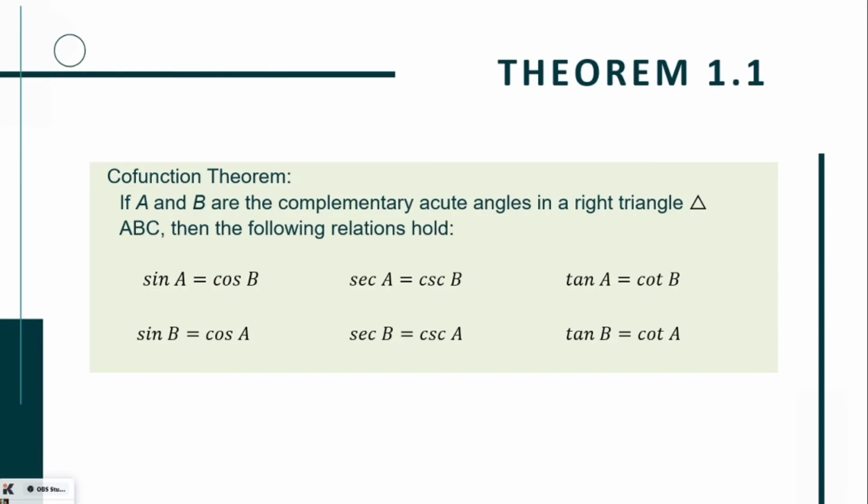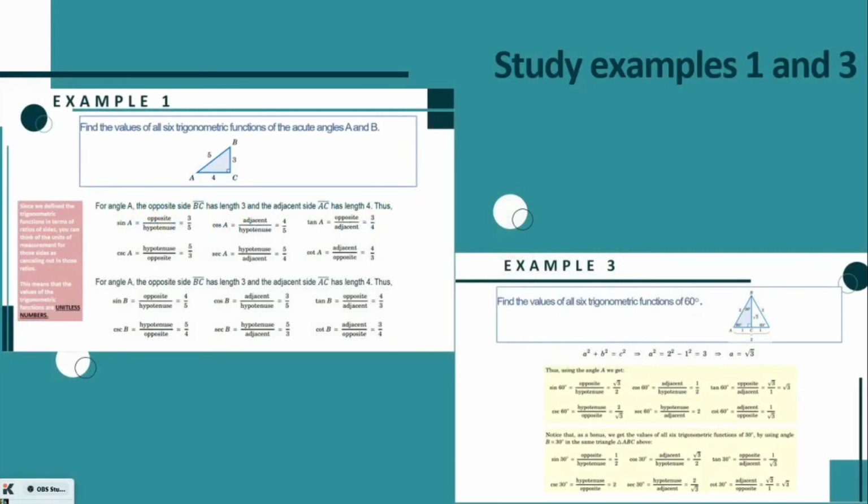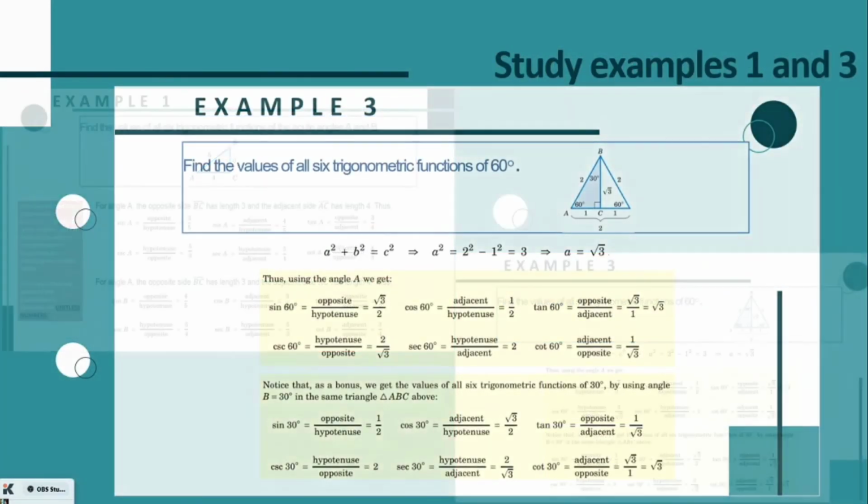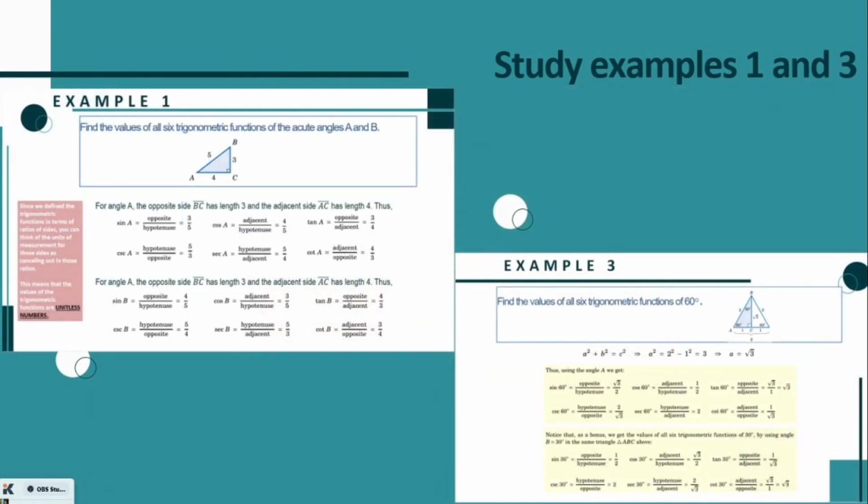Now, the cofunction theorem. If A and B are complementary acute angles in a right triangle ABC, then the following relations hold. Sine A is equal to cosine B, sine B is equal to cosine A, secant A is equal to cosecant B, secant B is equal to cosecant of A, tangent of A is equal to cotangent of B, and tangent of B is equal to the cotangent of A. We can actually see these relationships in our examples 1 and 3.